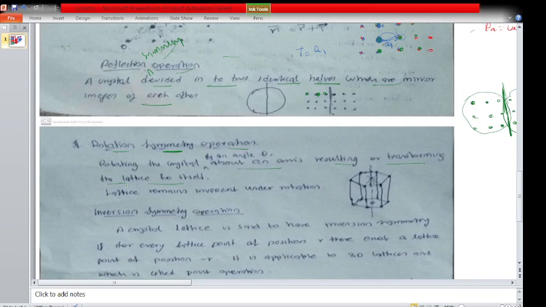And this will be provided only with the crystals having this kind of rotational symmetry. If you apply a rotational operation and you are getting the same structure after some theta degree, then we can say that is a rotational symmetry operation. And the last one is the inversion symmetry operation.